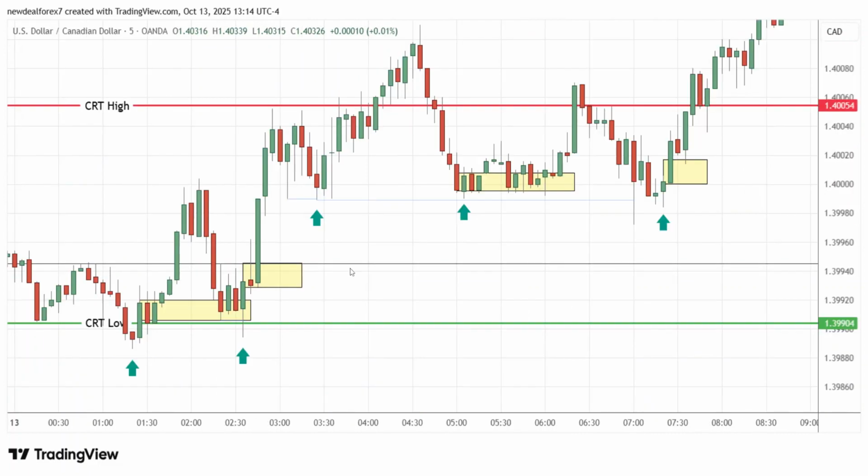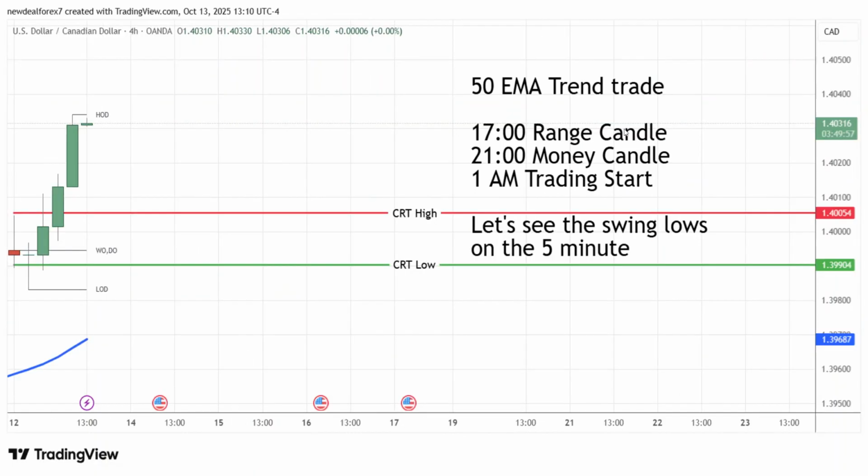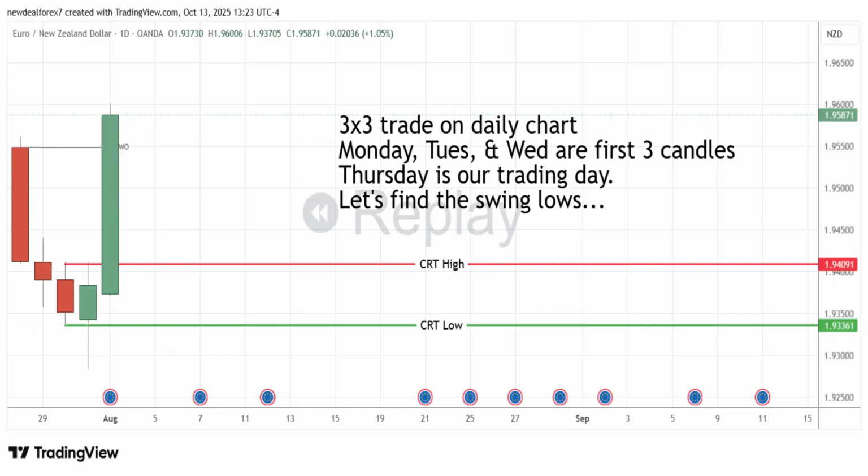These entries were near, see this red line here, near the candle range high. And because you're trading trend, you expect a breakout of this range. So that's where that comes from. Let's take a look at one more.